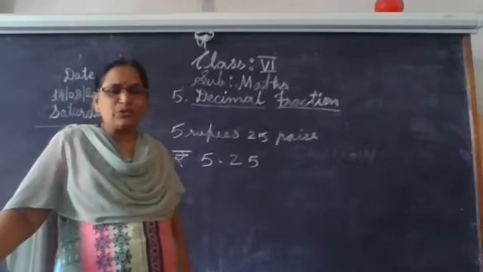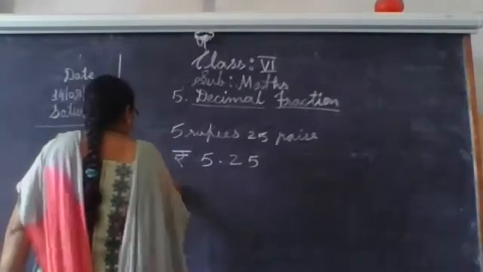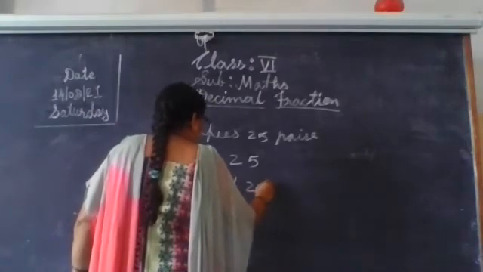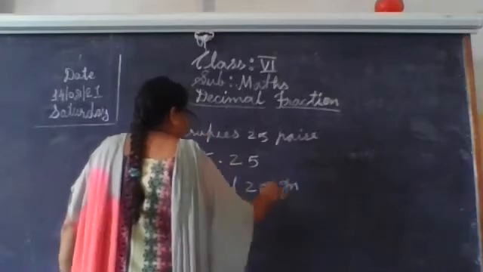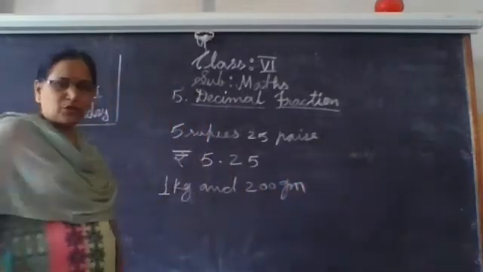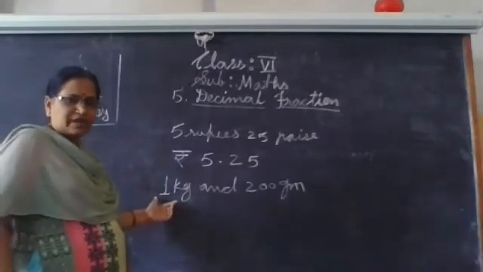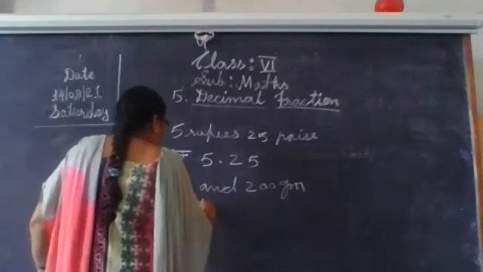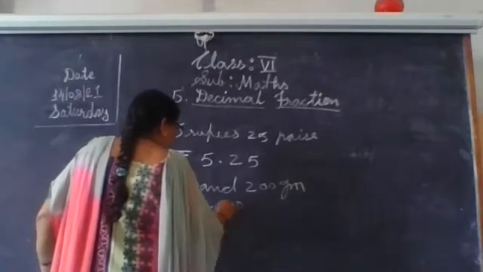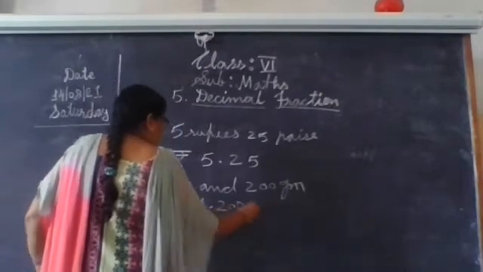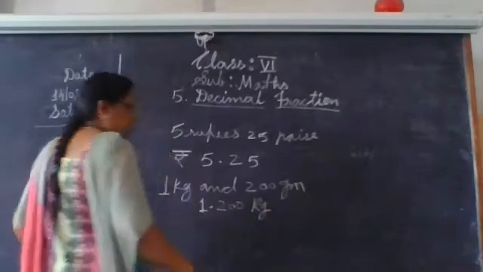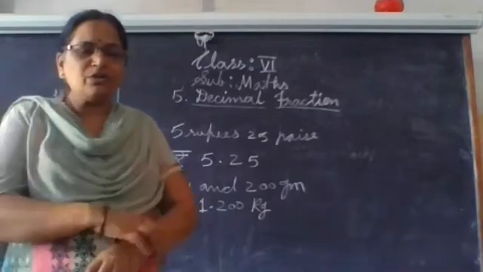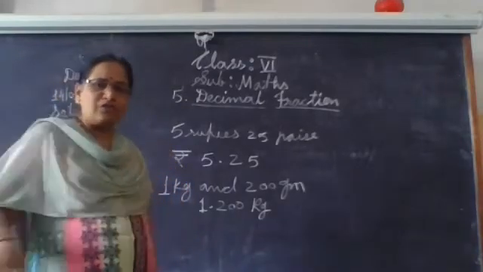1 kg and 200 gram. So we will write this as a decimal fraction. It is 1.200. Okay, and here we will write the greater unit, 1.200 kg. Now how will you write 1/4 of a kg?